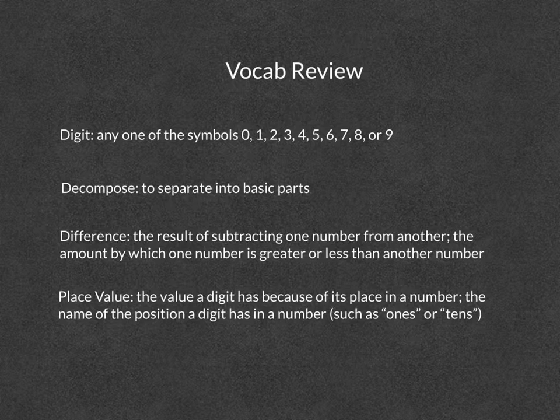Difference is the result of subtracting one number from another, the amount by which one number is greater or less than another number. And place value is the value a digit has because of its place in a number. The name of the position a digit has in a number, such as ones or tens.